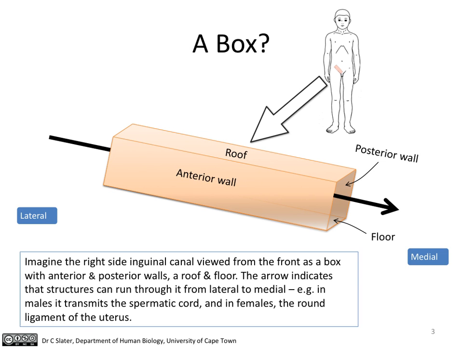Now imagine the right side inguinal canal viewed from the front as a box. It's got anterior and posterior walls, and it's got a roof and a floor. The two sides are open, and that's why you can see the big black arrow going through it. The arrow indicates that structures can run through it from lateral to medial, and in the male this will be the spermatic cord, and in the female this will be the round ligament of the uterus.